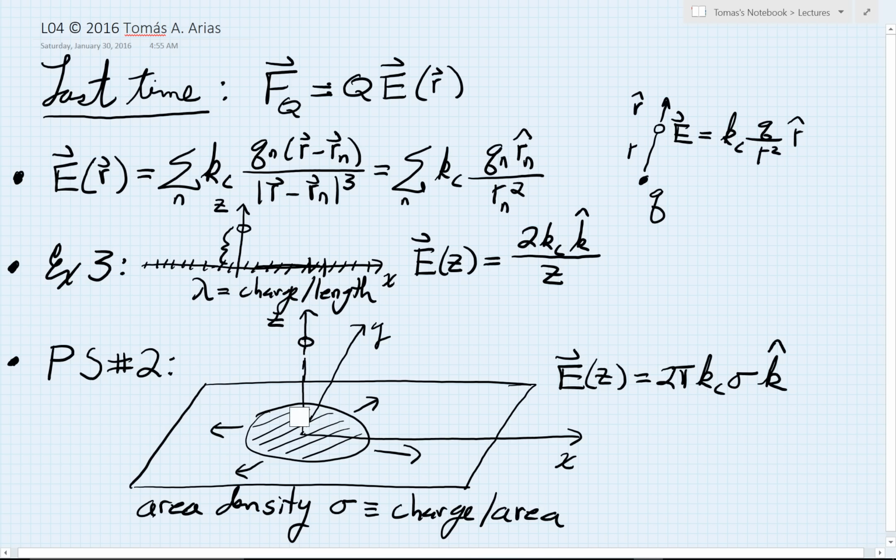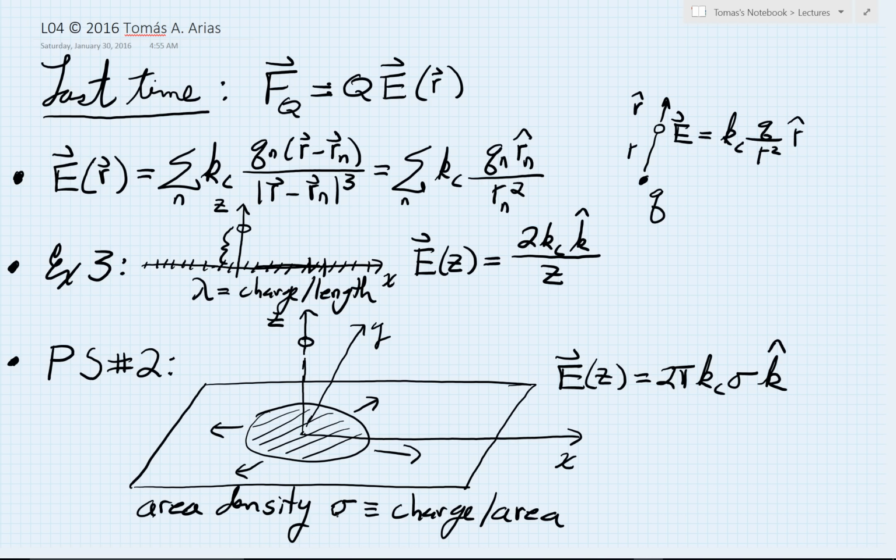When we're above our sheet, the electric field we find has some prefactors, and it's proportional to this quantity sigma, which tells us now the charge not per unit length, but per unit area, because we're spread out over an area. The direction of the field, again, is outward from the plate, if the plate happens to be positive. If the plate's negative, the field would be inward, of course.